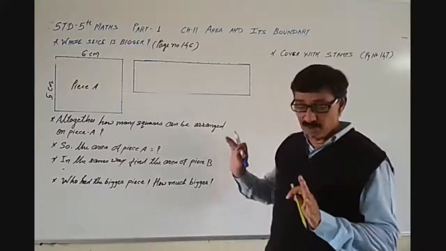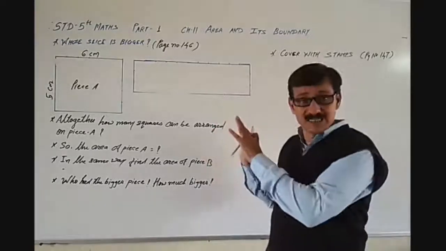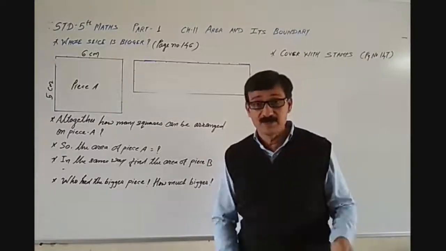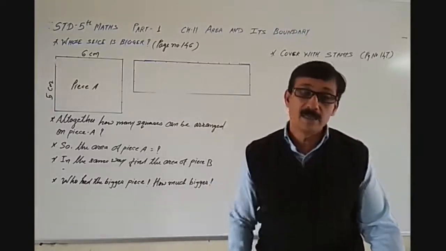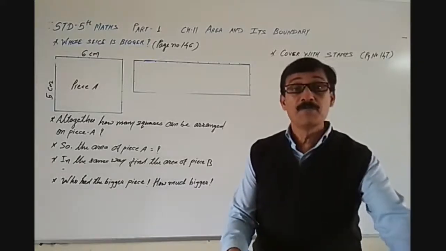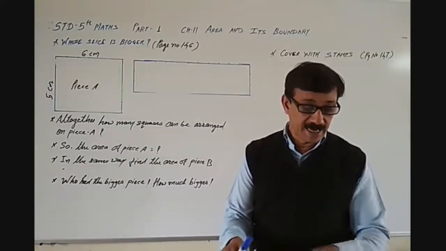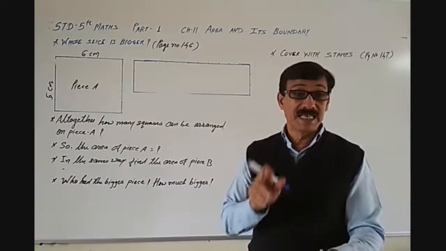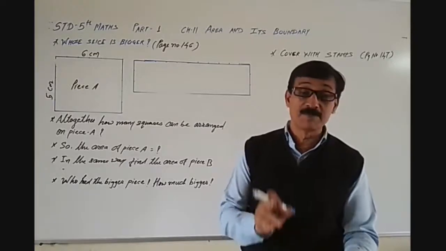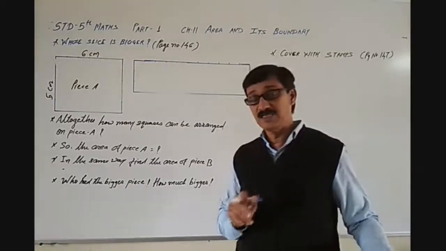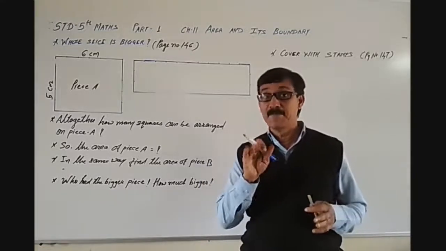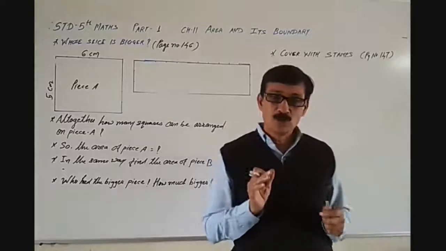Now, before making you understand this question or before solving this, let me clear some things. In fact, in chapter 3, we already learned about area and boundary, or we can say perimeter. The name of the third chapter is How Many Squares, in which we already learned area and its boundary, or perimeter. So let me make you understand this thing.